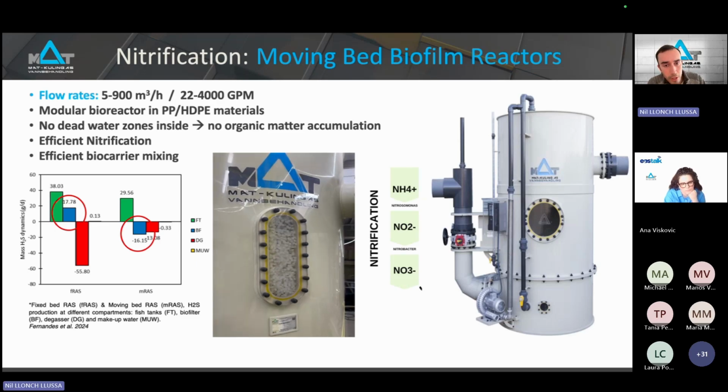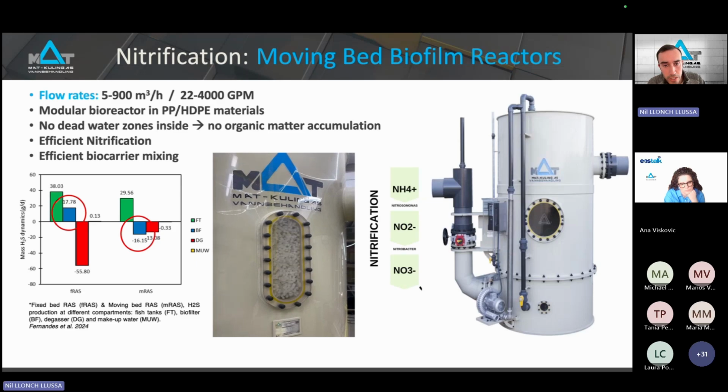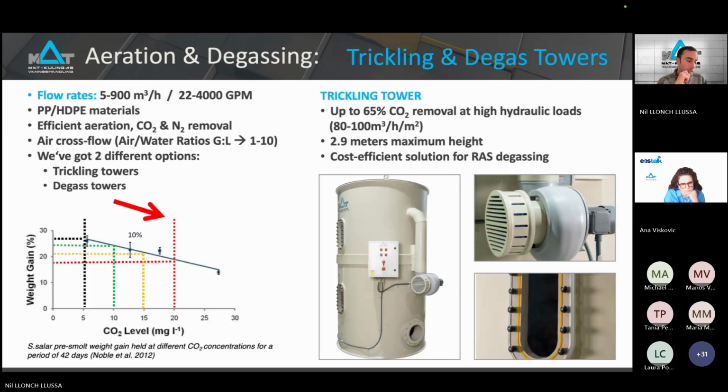Yeah, this is just a video of how the media moves inside the reactor. We have a combination of two different biocarriers in order to boost its capacity as well. And the last part of it is just aeration and degassing.